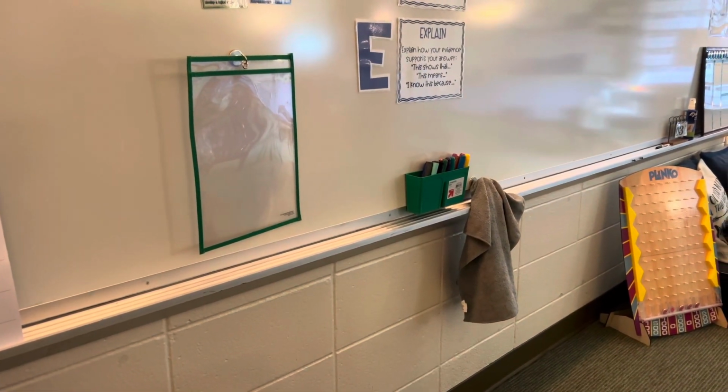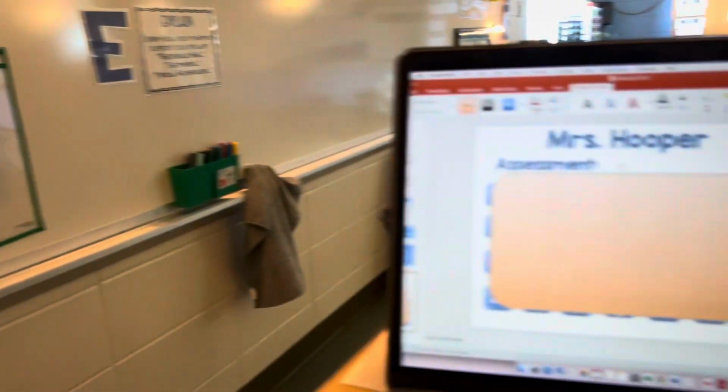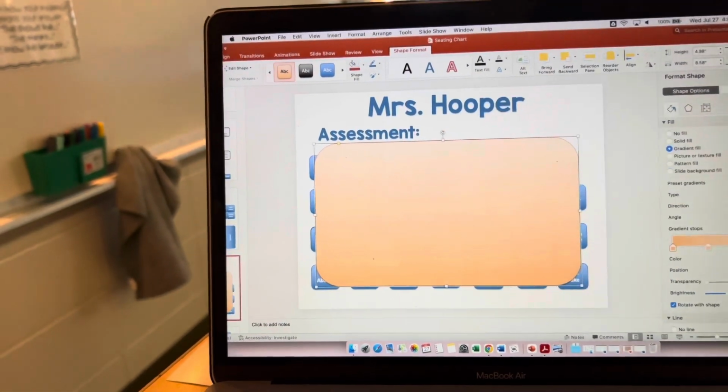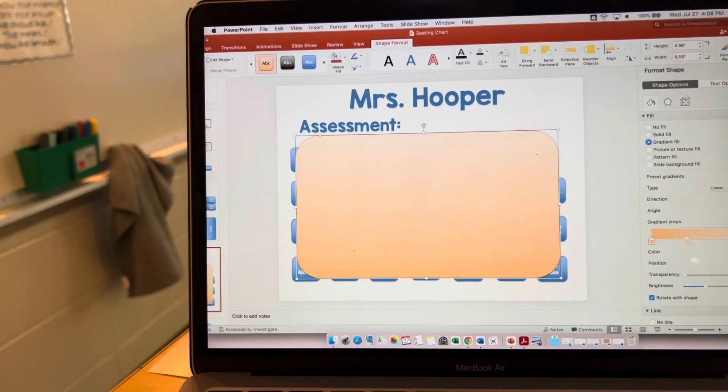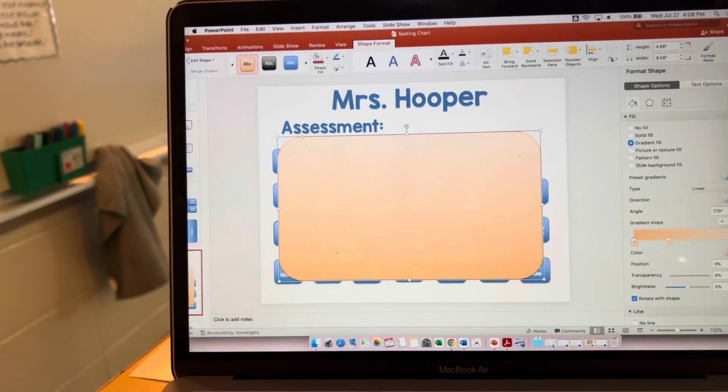I just use one of these that I put multiple copies in. And so I'm always ready to go, and I just title whatever it is I'm assessing so that I can make some notes at the end in my notebook.